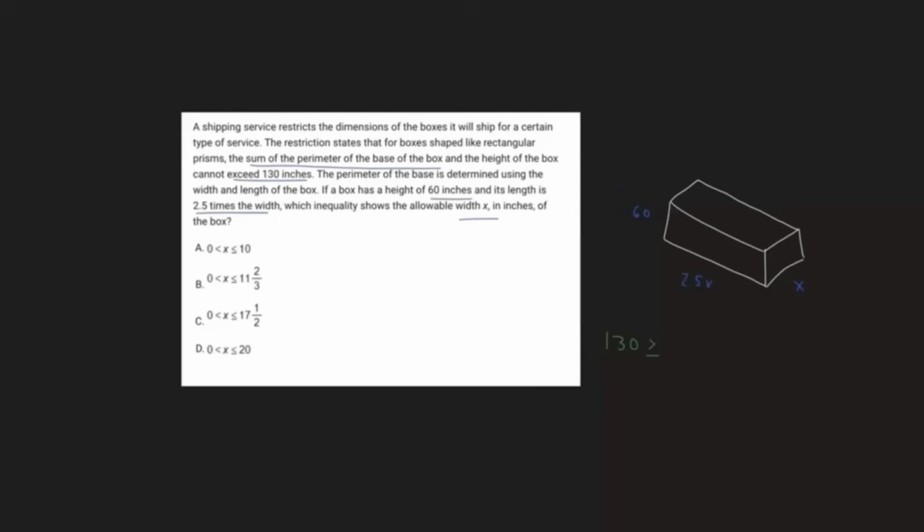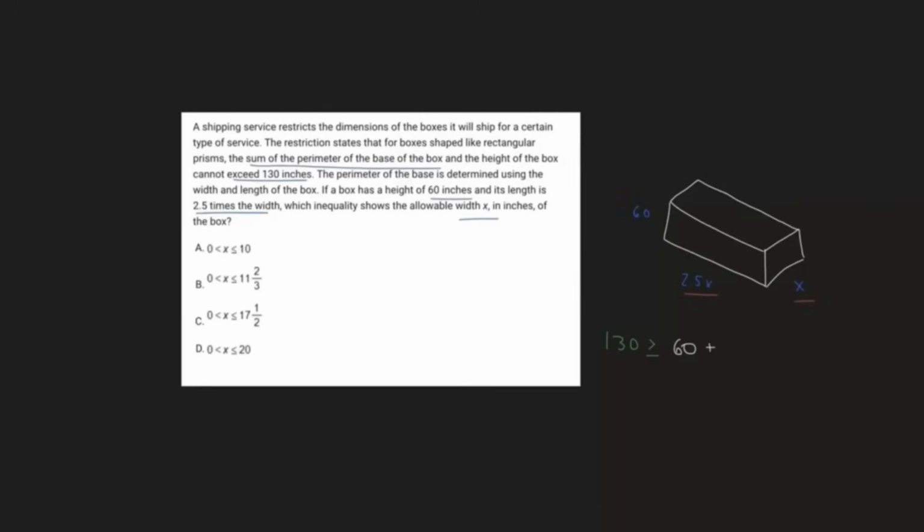Well, it says right here, it's the sum of the perimeter of the base of the box and the height of the box. The height of the box, first off, we have a value of 60. And it's the sum, so we're going to add this to whatever we have with the perimeter of the base of the box. So the perimeter of the base is just that base, that one side, so we're going to have that length and that width.